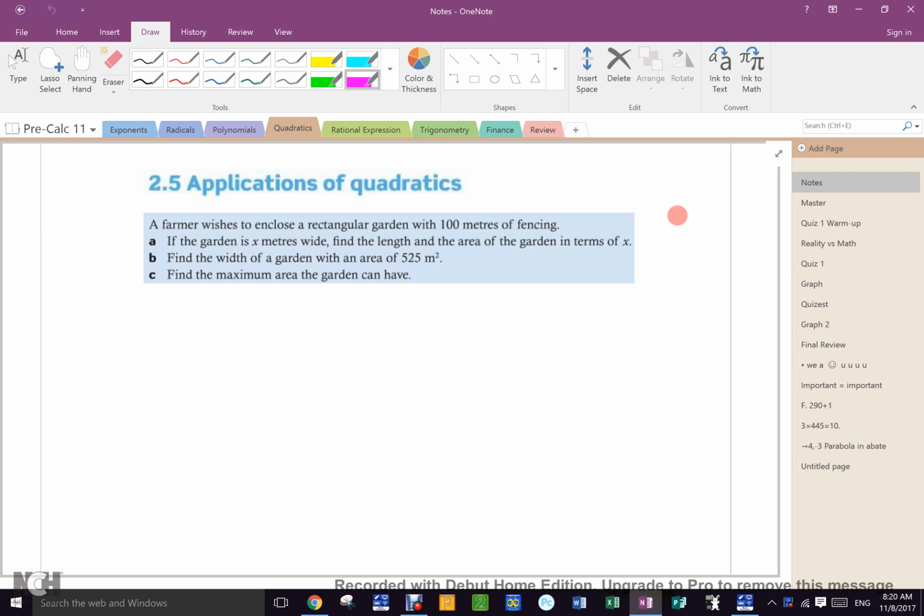So my man wants to make a garden. He's got 100 meters of fence. He would like to enclose the maximum amount of area with his fencing, right? He's got 100 meters only. So let's sort this out. What will it look like? Well, we know it'll be a rectangle, yeah?